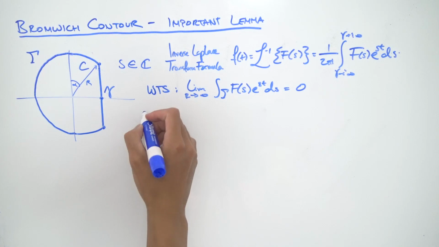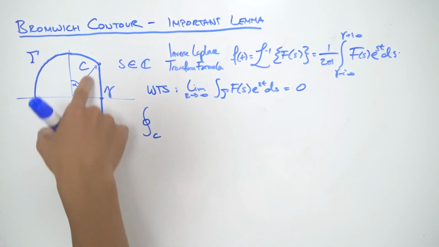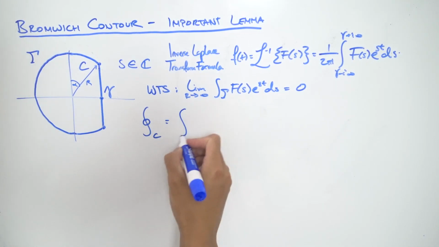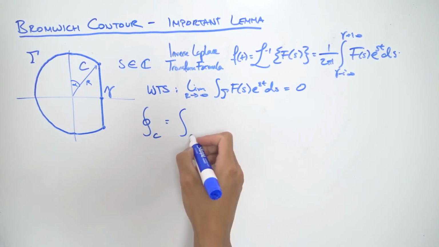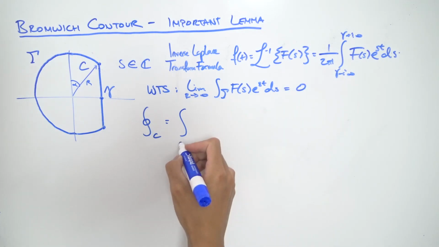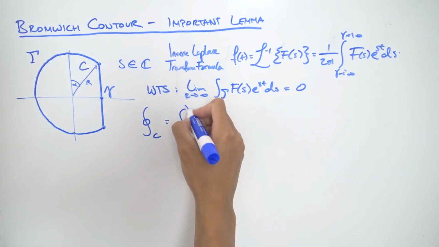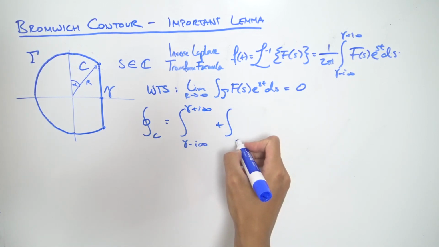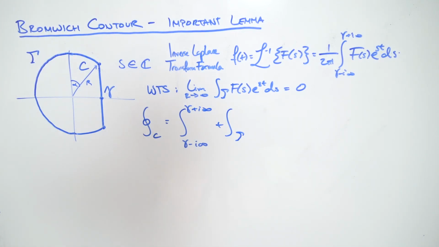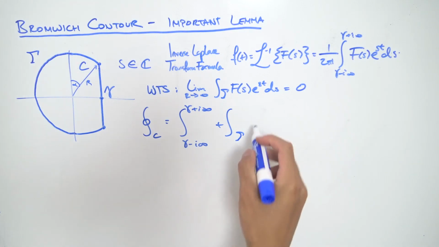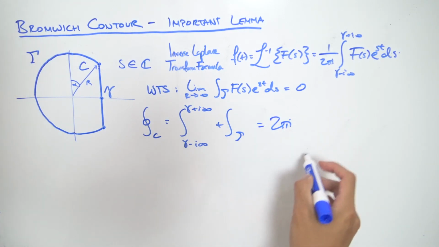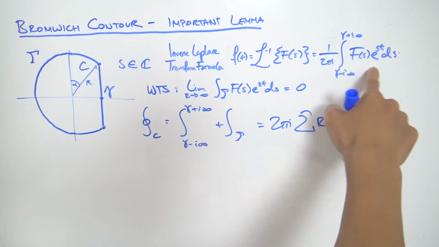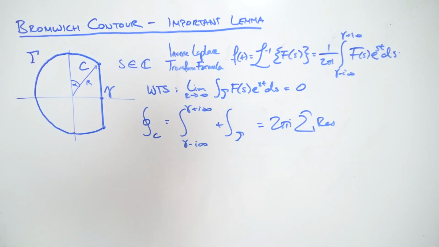Well, if you take a look at the contour integral over C, so this whole entire contour I've just called C, we can obviously decompose this into the separate parts. So the integral from gamma minus i infinity to gamma plus i infinity, and then we also add the integral over this gamma. But we also know by the residue theorem that this contour integral is equal to 2 pi i times the sum of the residues of the integrand in here.